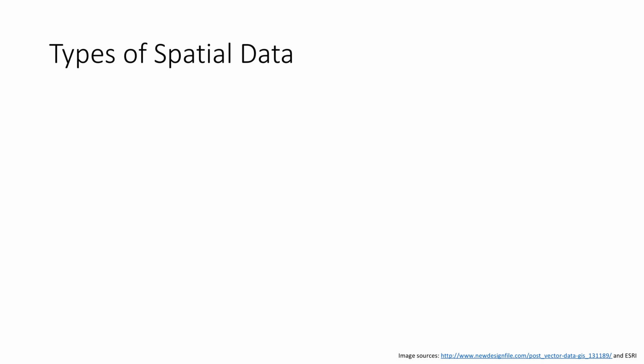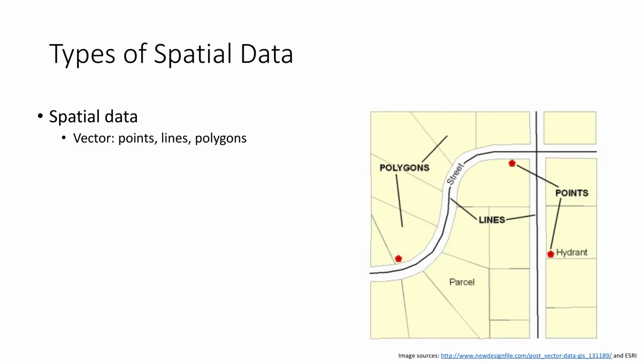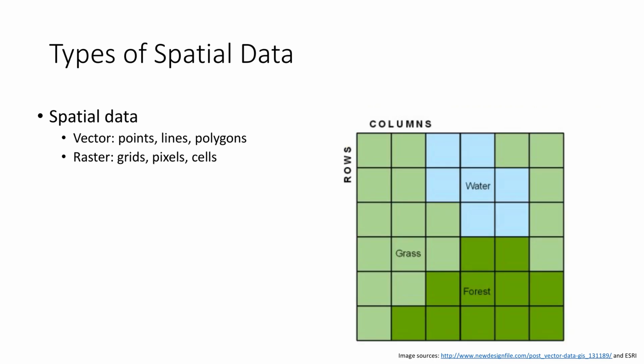So there's also two types of spatial data as well. We'll go into this in a little bit more detail later on, but just as an introduction for the time being, there's two types of spatial data. There's vector data, which is in the form of points, lines, and polygons, as shown here. Then there's raster data, which is in the form of grids, cells, and pixels. So here, rasters are consisted of pixels, but sometimes they can be called grids or cells. They all mean the same thing here.